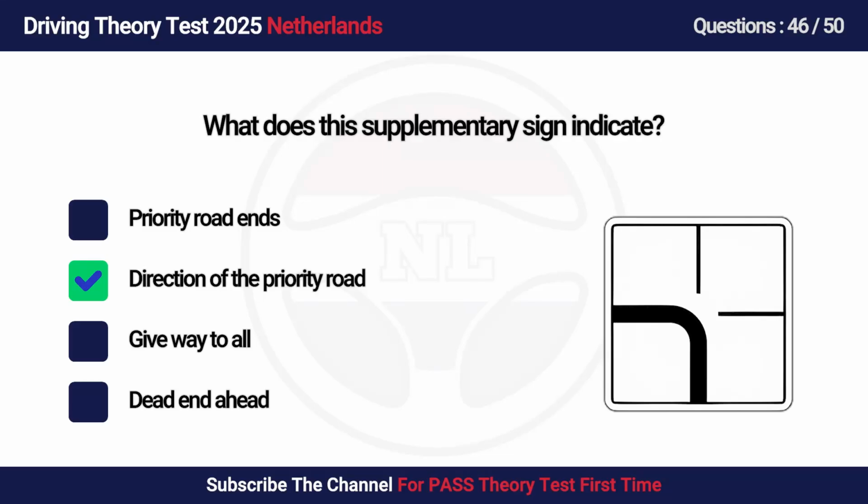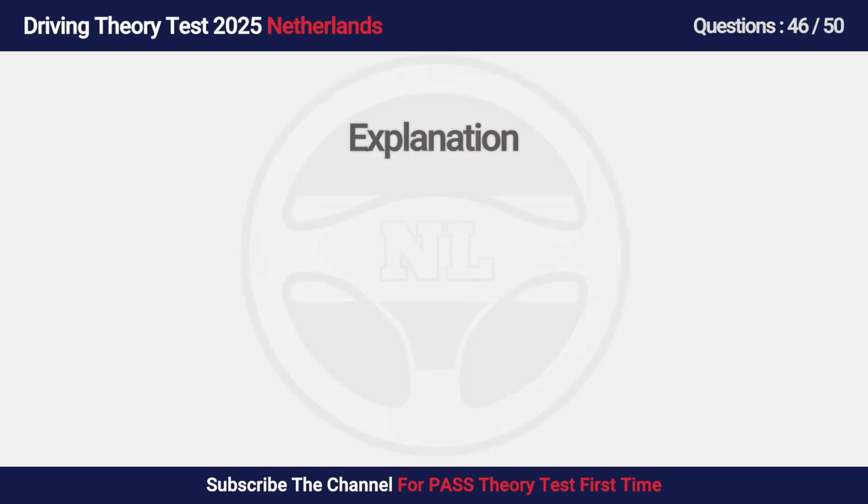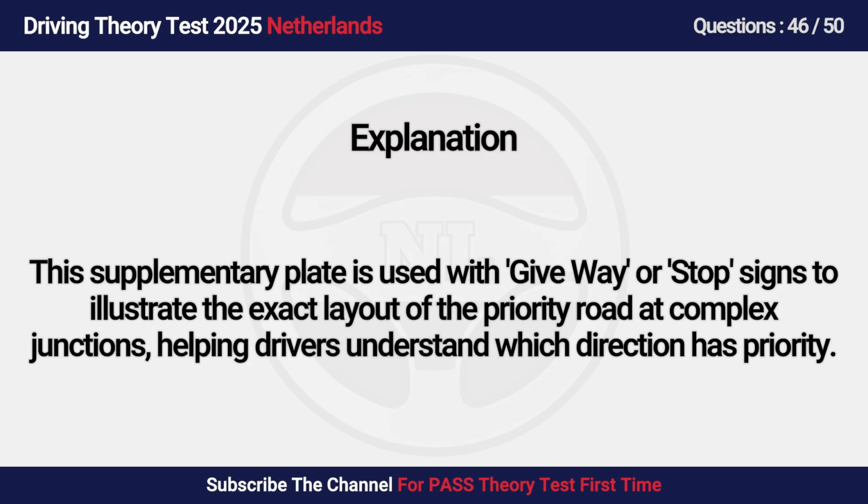Answer is B. Direction of the priority road. This supplementary plate is used with give way or stop signs to illustrate the exact layout of the priority road at complex junctions, helping drivers understand which direction has priority.